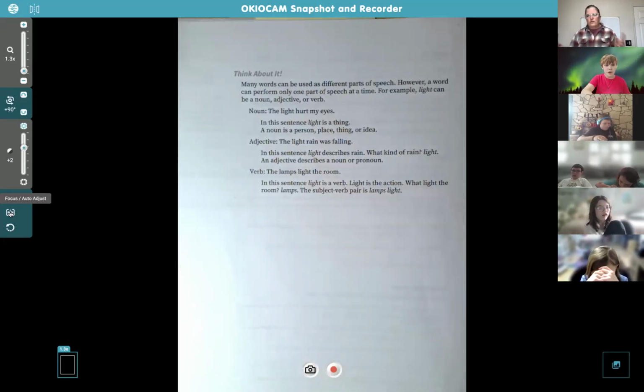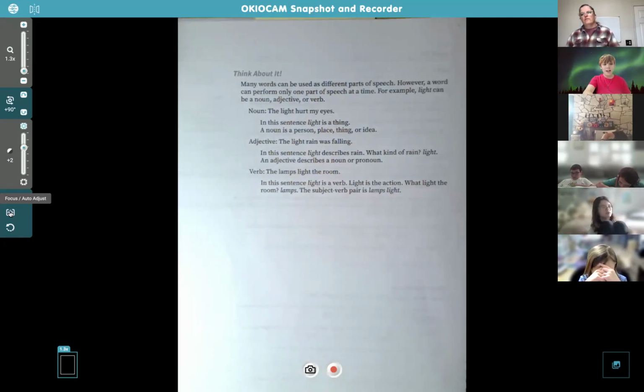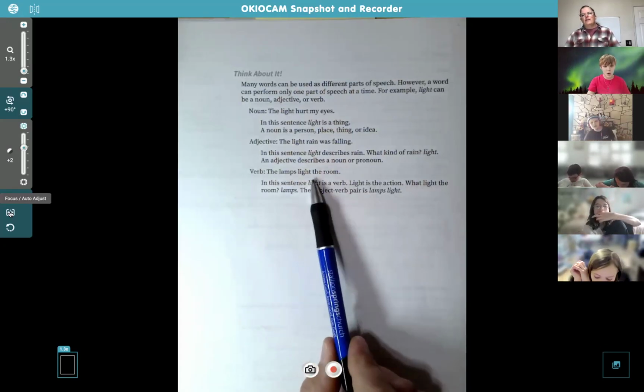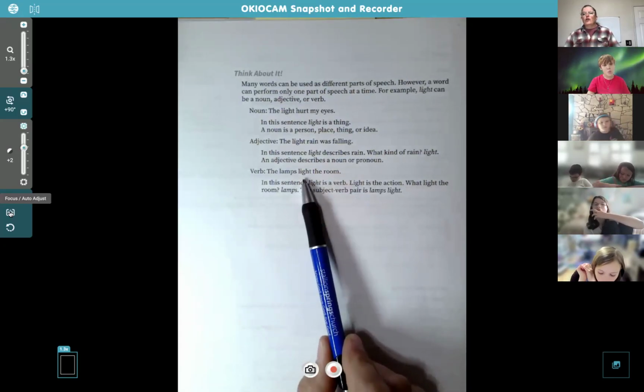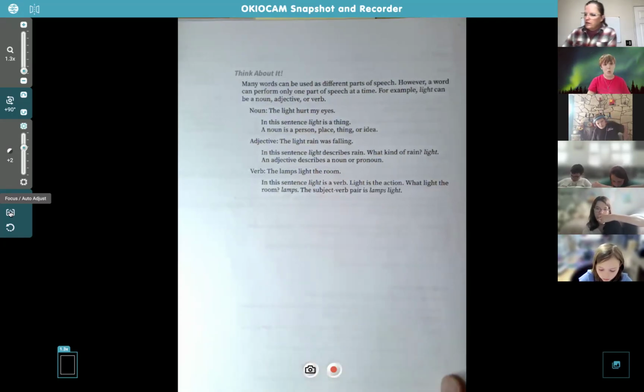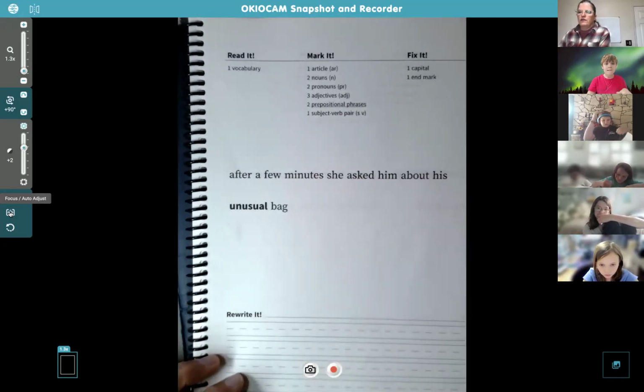And you have to look at the words around it to figure out how it is functioning. Say that again? My computer glitched. Oh, okay. This one, the lamps light the room, that's a verb telling what the lamps are doing. Yeah. Okay. So let's flip over to 51.